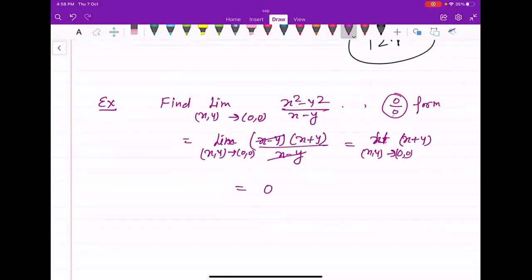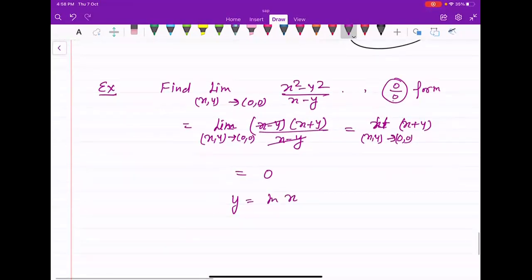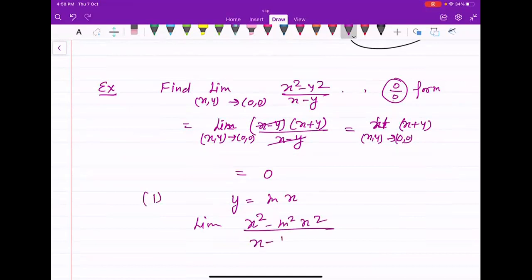If we do it in one dimension, like you are taking the two-path test, y equal to mx. Here you are taking y equal to mx, then in that case also you are getting limit 0 by 0, no? In that case, the limit will be what? It will be x square minus m square x square upon x minus mx.